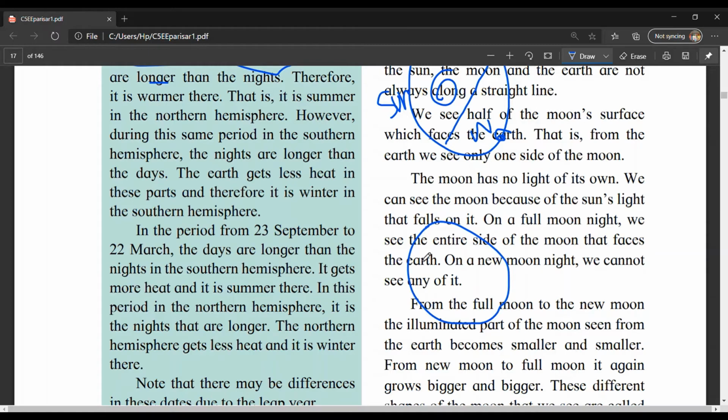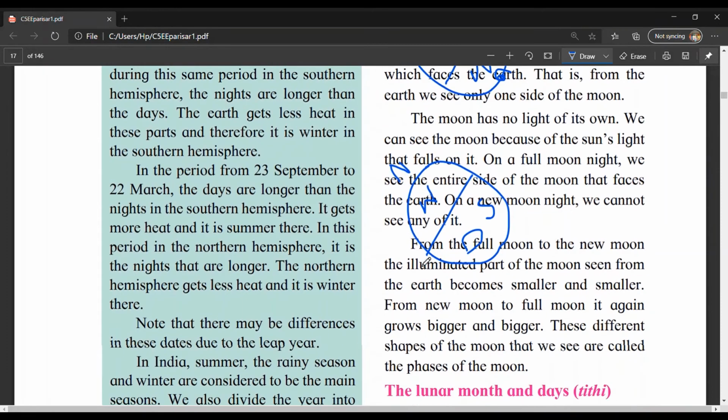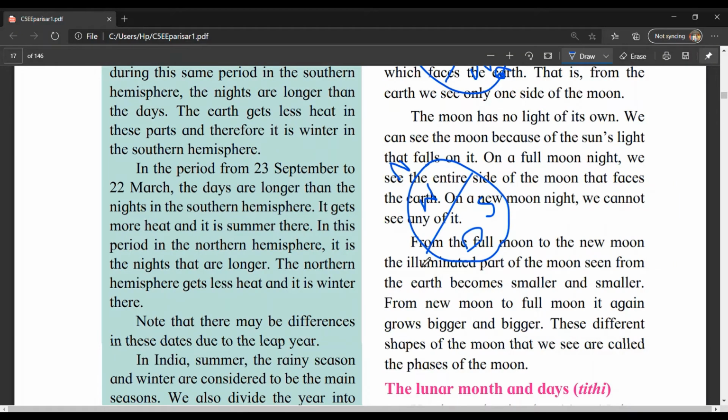The days are longer than the nights over here in the southern hemisphere. Days are longer than the nights, and therefore they experience summer during this period. That is another 6 month period, from September to March. And then in the northern hemisphere they experience winter because nights are longer than the days. Okay, there may be a difference if there comes a leap year.